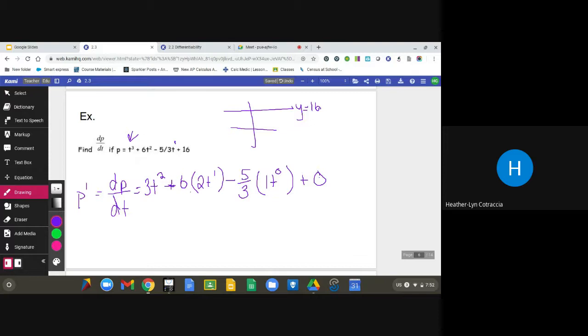Now I'm just going to clean this up really quick. The 3t squared is fine, so you leave that alone. The next one I'm going to multiply 6 times 2, which gives me 12t. And I'm not going to bring that 1 down. You can if you want to, but we don't need to. Minus the 5/3. Now anything to the 0 power is 1. So this whole thing right here just evaluates to 1. And again, I'm not going to bring that down. And then the plus 0. So there is your derivative. dp dt is equal to 3t squared plus 12t minus 5/3.